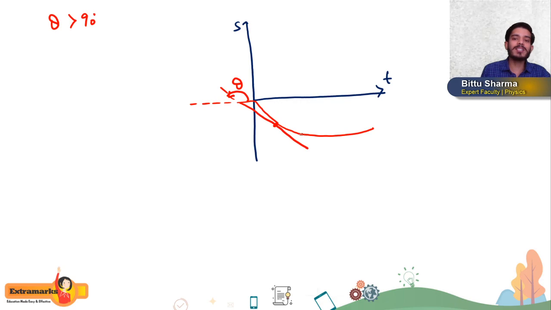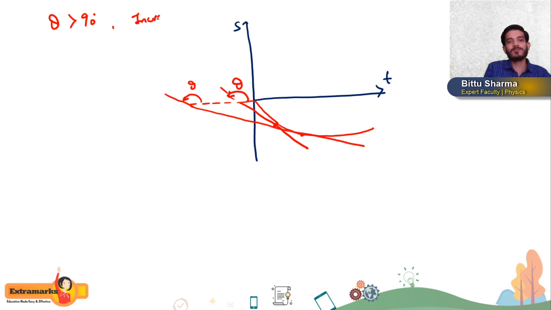And is theta increasing or decreasing? If you calculate slope at this point, theta will be this. Getting or not? So theta is again increasing. Theta is greater than 90 degrees and increasing. Now if theta is greater than 90 degrees, students, tan theta is negative, because in the second quadrant tan theta is what? Negative and increasing.